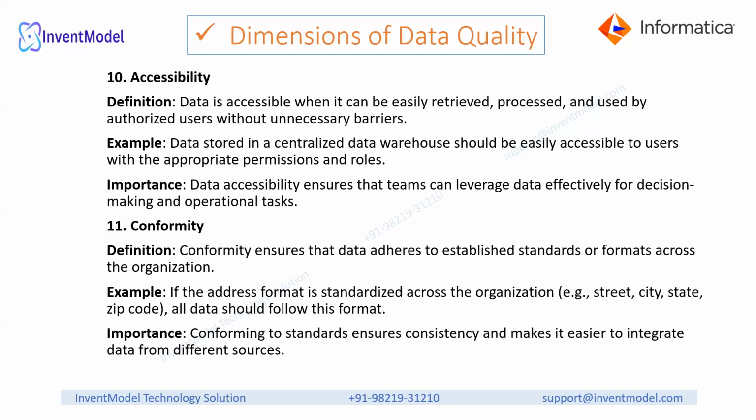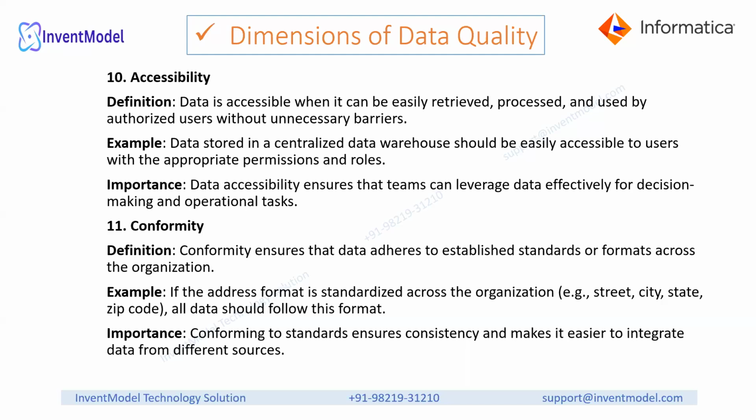Next dimension we have is called conformity. Conformity ensures that data adheres to the established standards of format across the organization. If the address format is standardized across the organization, for example, we are maintaining street, comma, city, comma, state, comma, zip code, comma, other things, all addresses should follow this format.